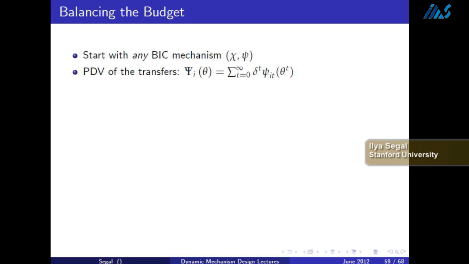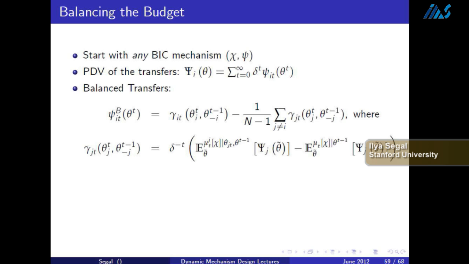Okay, so remember, if the mechanism gives these transfers, little psi, the flows of transfers, we will also use the present discounted value of the transfers, capital Psi. Using these present discounted values, we construct new transfers, which we call the balanced transfers. So there's a superscript B, so psi B will be the balanced transfer. This is a new mechanism with new transfers, and they're constructed on the basis of the original transfers in the following way. There's a formula, so I'll try to explain it.